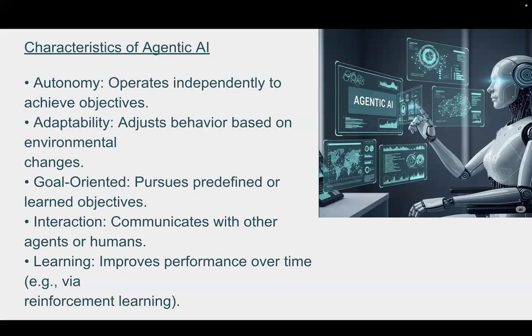Like one agentic AI, once it is done, can invoke another agentic AI. And that in turn can invoke another agentic AI. So, like that, you can have a web of agentic AIs running and managing your system. It has learning capability, it improves performance over time. Reinforcement learning, again, is one of the characteristics of artificial intelligence.